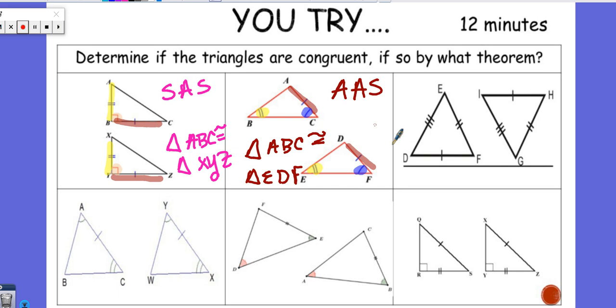And make sure the angles match up correctly. Yep. Oh, I'm wrong in my second one. It should be DEF. DEF. There we go.